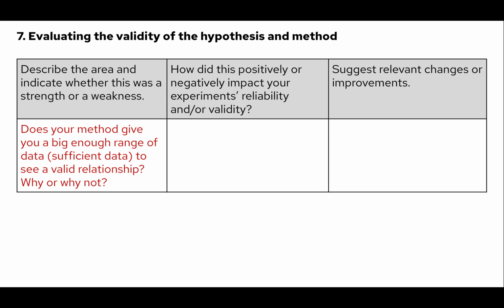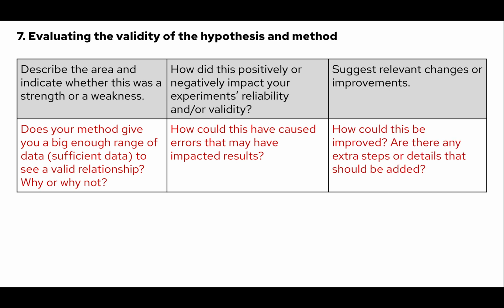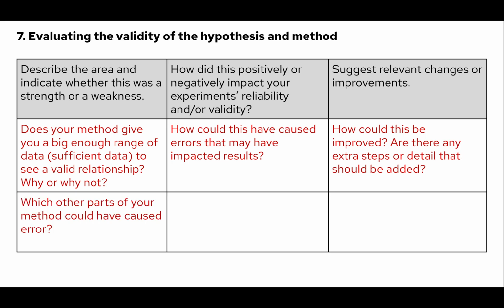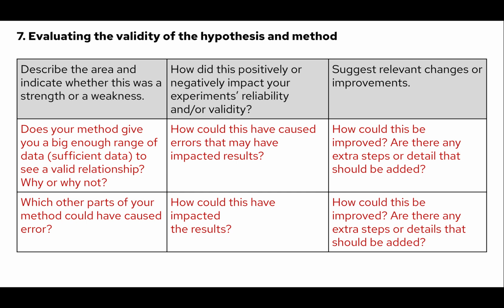The third area, you could look at your method and see if it gives you a big enough range of data or sufficient data to see a valid relationship and why it would or would not. And again, how could this have caused errors that may have impacted the results? If that's a negative impact, how could this be improved? Are there any extra steps or details that should be added? And lastly, which other parts of your method could have caused error? And again, how could this have impacted the results? And how could you improve this? Are there any extra steps or details that should be added?